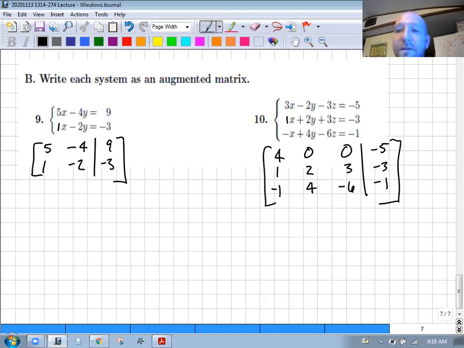All right, and then you keep doing things like that until you get all 1s here and 0s everywhere else. Once you do that, this over here tells you what your answer is, your x, your y, and your z.